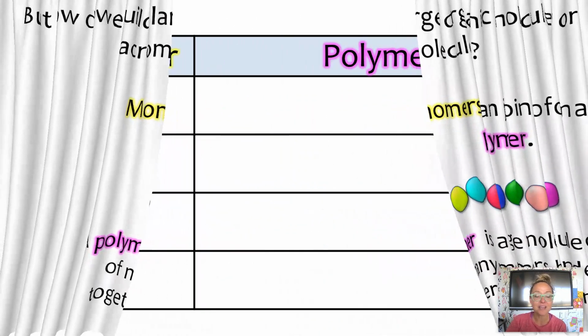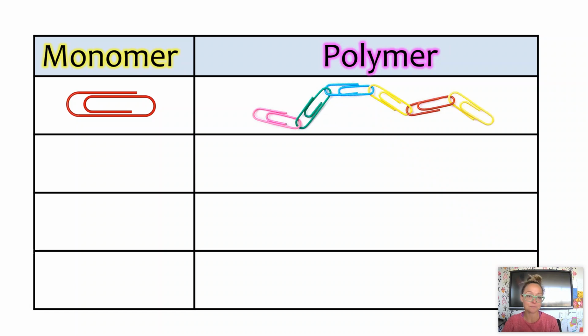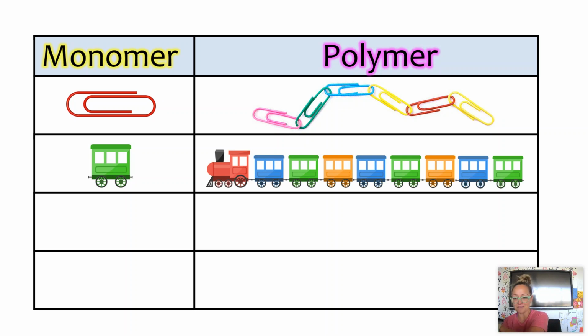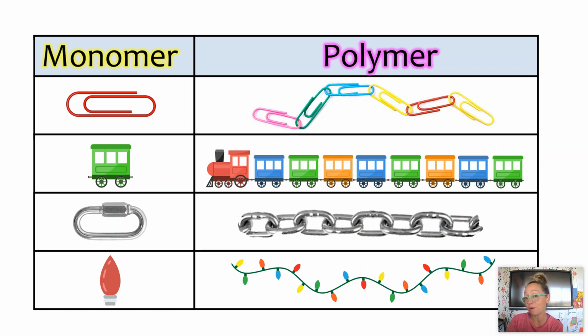If we have some analogies here to help us really understand what a monomer means, here we have a paperclip. The polymer would be a chain of paper clips together, the same molecule repeating over and over and over again. If you had a train car, a whole lot of them hooked together would be the polymer. The monomer of a chain would be a single link, and then here you have a chain link. Or like Christmas lights. One light bulb would be the monomer, but then the string of Christmas lights would be the polymer. I like the paperclip, the train, and the lights as good examples.